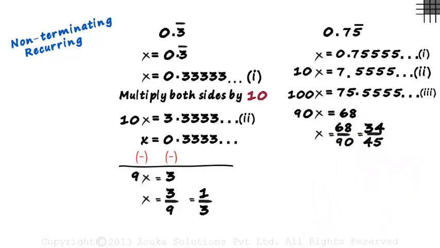So that's how we converted a mixed recurring decimal to the form p by q. It's simple. Just aim to get the recurring part after the decimal and you're done.